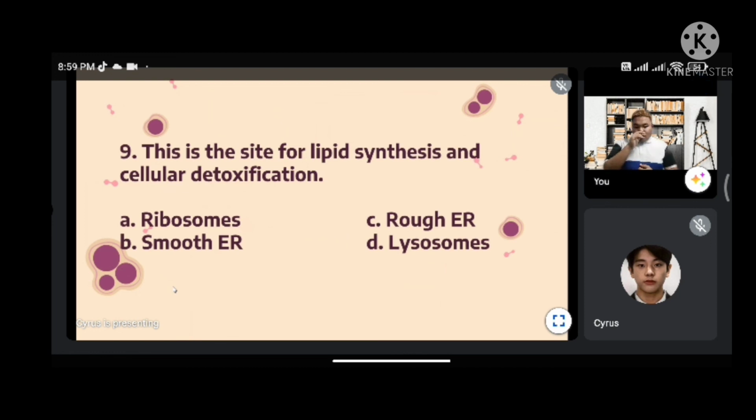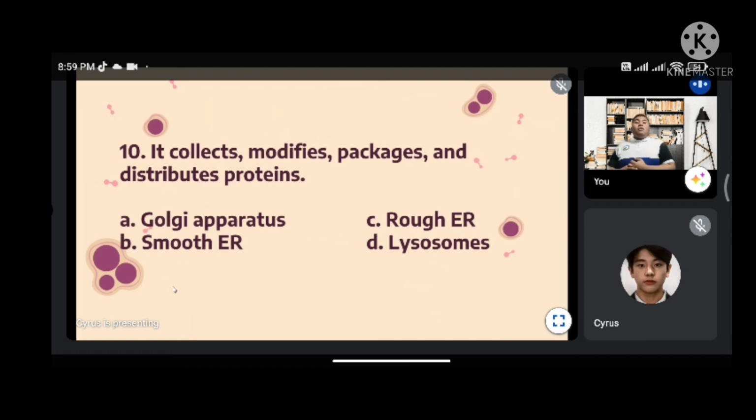For the last item, it collects, modifies, packages, and distributes proteins. A. Golgi apparatus. B. Smooth ER. C. Rough ER. Or D. Lysosome.